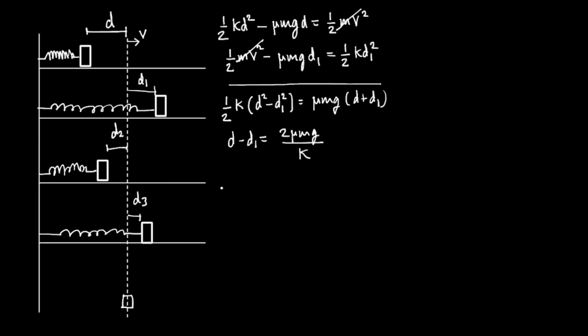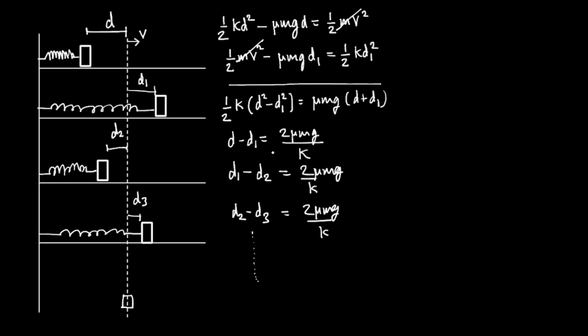So if you go on writing, you see d minus d1, you apply the same over here, then you get d1 minus d2 will again be the same. You can try applying the same condition, again you will get the same 2μmg upon k. Similarly, d2 minus d3 will again be the same 2μmg upon k. So actually this will go as an infinite series.